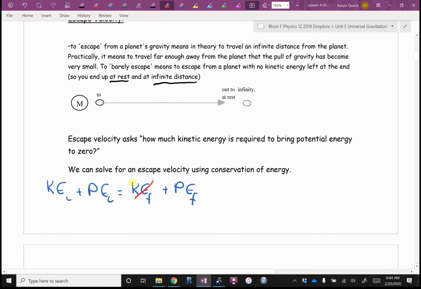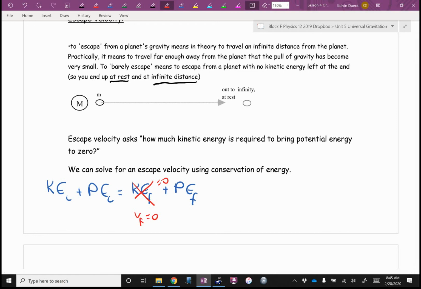Kinetic final, we want to be 0 because we want VF to be 0. We want to be slowing down, slowing down, and exactly come to a stop once we've escaped the planet's gravity. But we also want to end up out at infinity. How much potential energy will I have out at infinity?